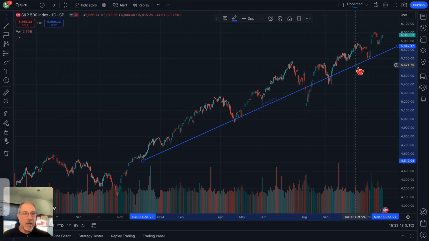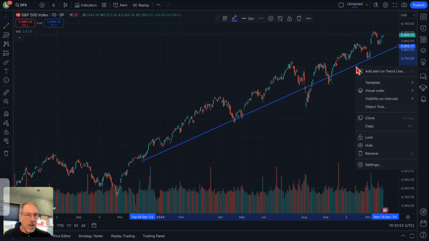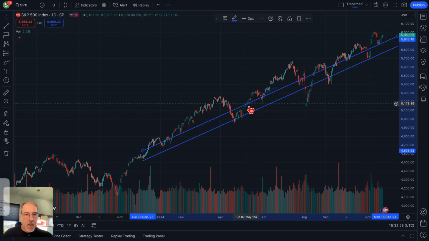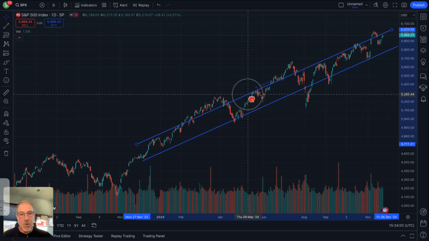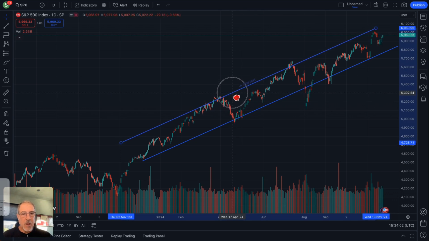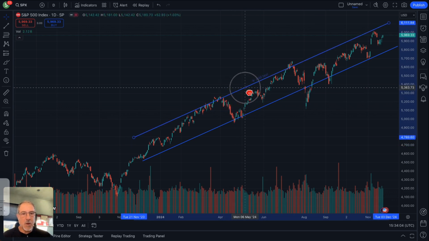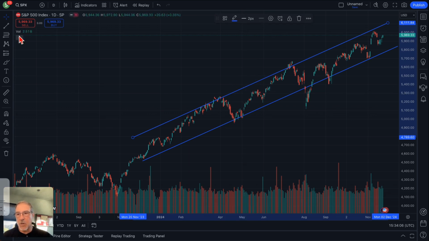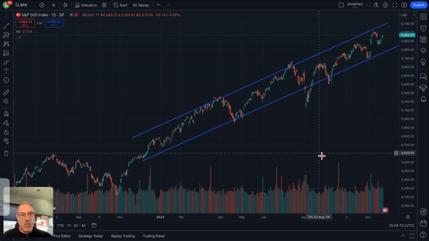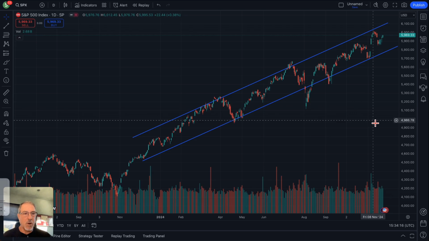Then I believe we're in more of a channel, so I am going to create a copy of this and paste that line, and then I can move that line like this, and we can see that it largely creates a channel. I can also use one of these tools over here and just draw a channel. That's another way of doing it. So this gives me a general big picture look at the market and what it is doing.